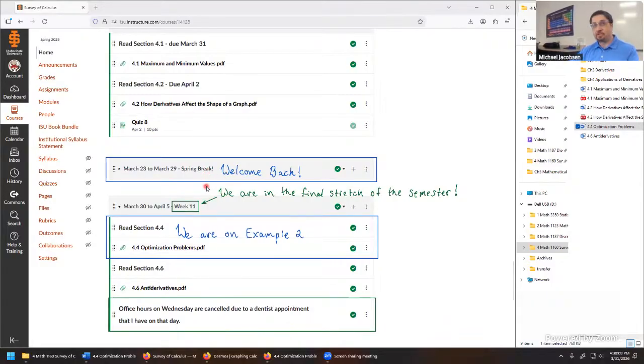We're in the final stretch of the semester, 6 weeks to go, including week number 11. With where we're at so far, we're midway through the notes in 4.4, or just about at the midway mark. Then we'll be starting section 4.6 this week as well. This one's going to bridge the gap between differentiation and the new topic of integration, which we're going to round out the course with.